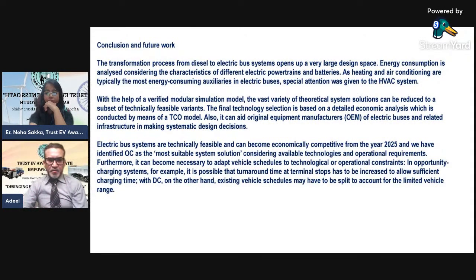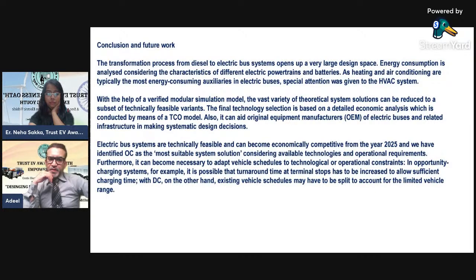With the help of a verified modular simulation model, the vast variety of theoretical system solutions can be reduced to a subset of technically feasible variants. The final technology selection is based on a detailed economic analysis, which is conducted by means of a TCO model. What is a TCO model? It is the total cost of ownership. Also, it can aid original equipment manufacturers of electric buses and related infrastructure in making systematic design decisions. Electric bus systems are technically feasible and can become economically competitive by the year 2025, and we have identified OC as the most suitable solution considering available technology and operational requirements.